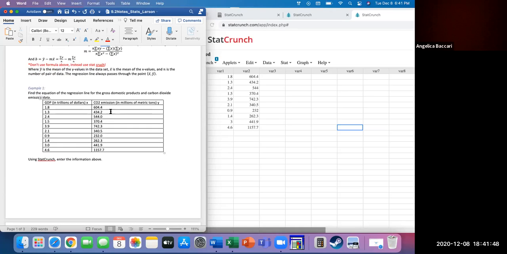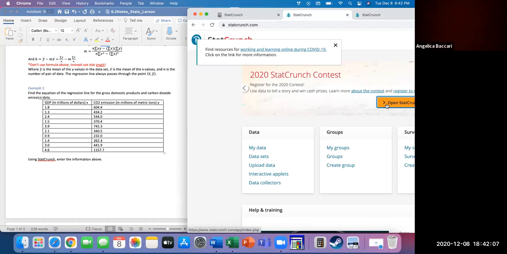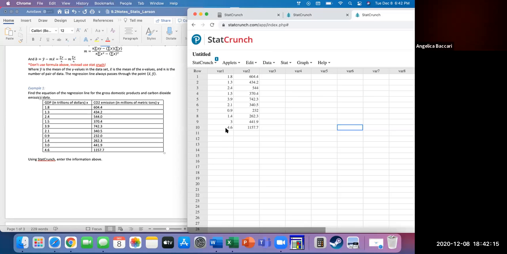Find the equation of the regression line for the gross domestic products and carbon dioxide emission data. So here we have our chart. We have our GDP in trillions of dollars for X and our CO2 emissions in metric tons for Y. We're going to enter this information in StatCrunch. So just like before, you go to StatCrunch, you click that second option and then open StatCrunch. And I have the information there.